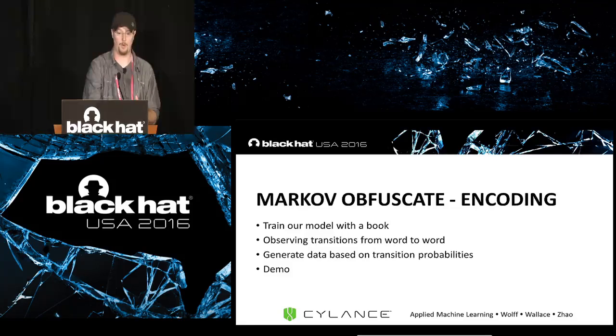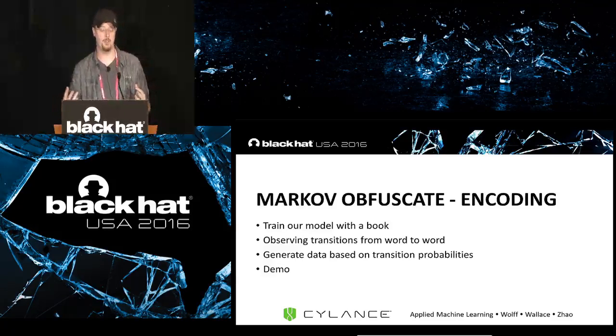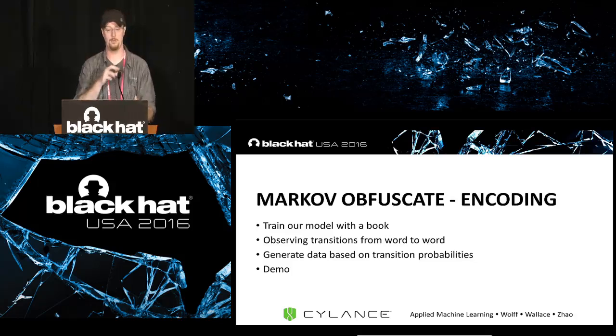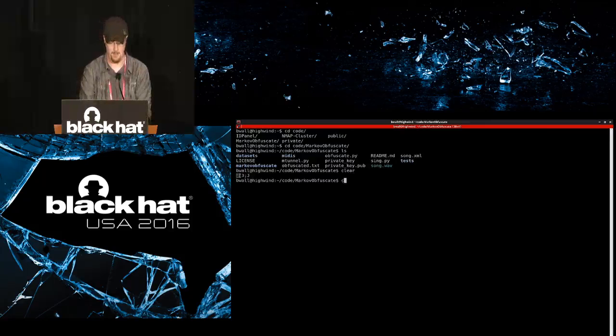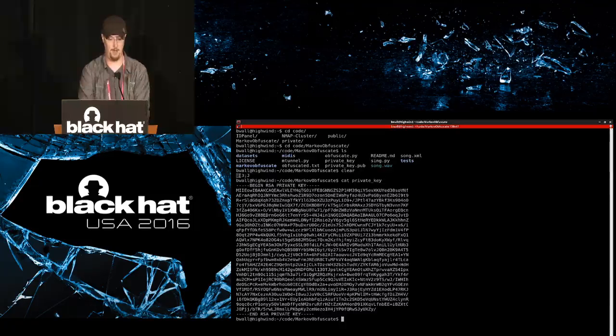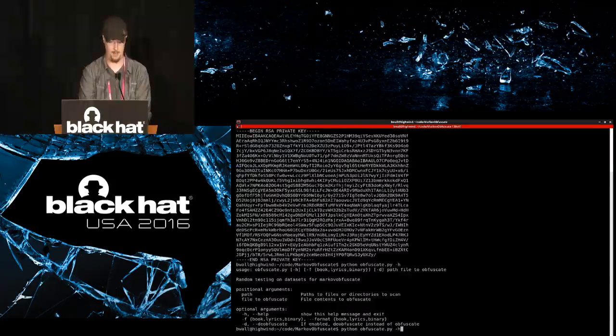So we're going to do a quick demo here. I think we're running short on time, but essentially what we're going to do is take a book from Project Gutenberg, train on that, and then observe the transitions from word to word, and it's going to generate the data based on that. The data that we're going to encode is a private key, so just so you know what it looks like there. So we're going to say obfuscate -h just to get the arguments.